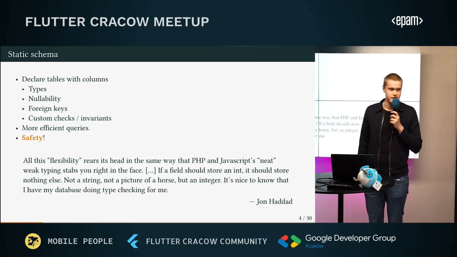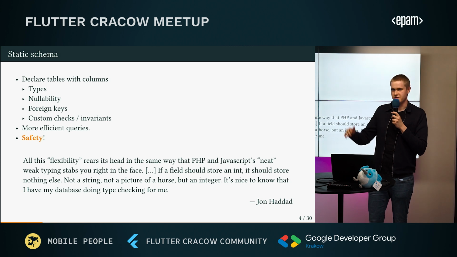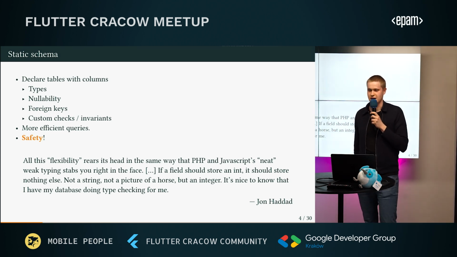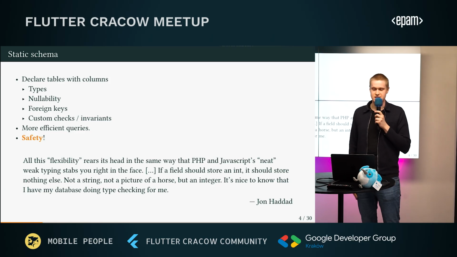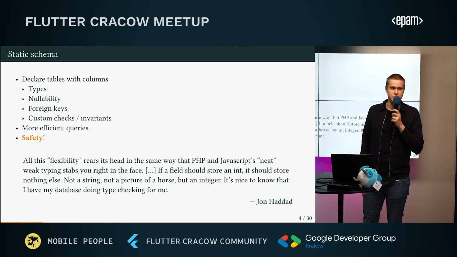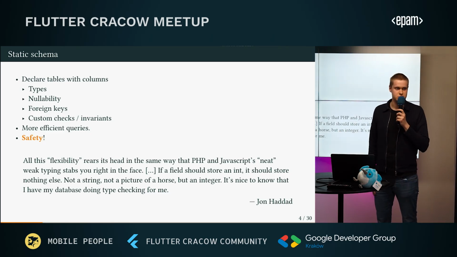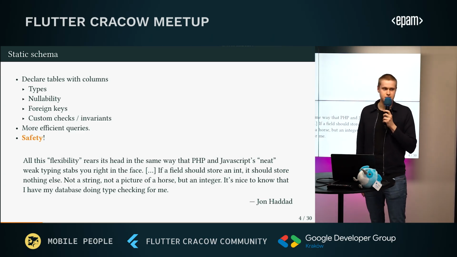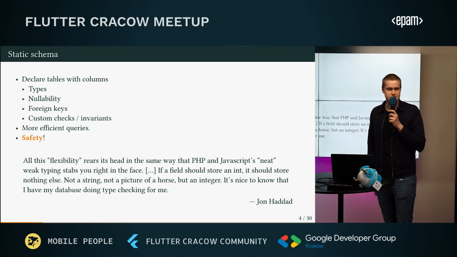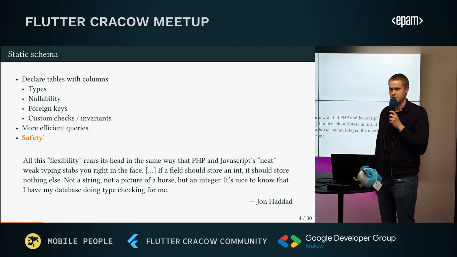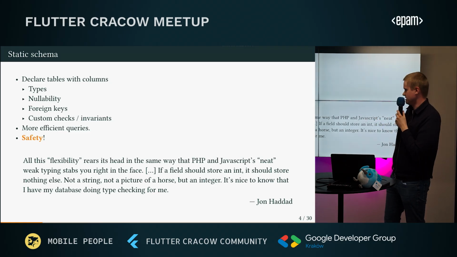And he says, and this is a criticism of dynamic schemas, like collection-based databases like MongoDB, or something like Hive in the client: well, all this flexibility that you could get from dynamic schemas, it hits you in the same way that PHP and JavaScript need weak typing, it hits you right in the face. If a field should store an int, it should store nothing else. Not a string, not a picture of a horse, but an integer. It's nice to know that I have my database doing type checking for me. And this is the kind of vibes that I agree with.